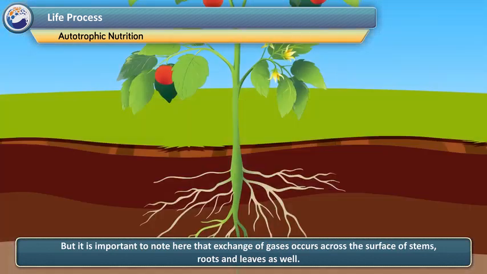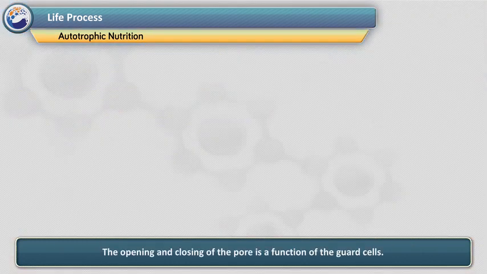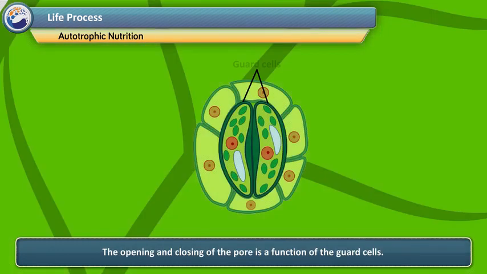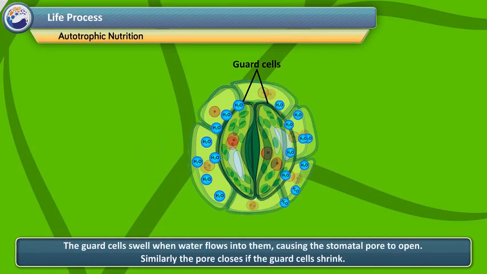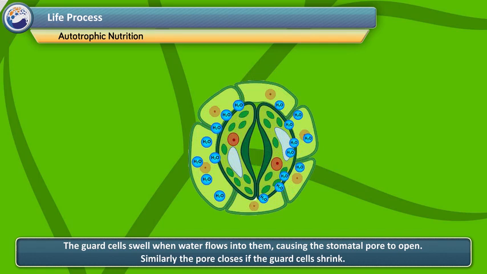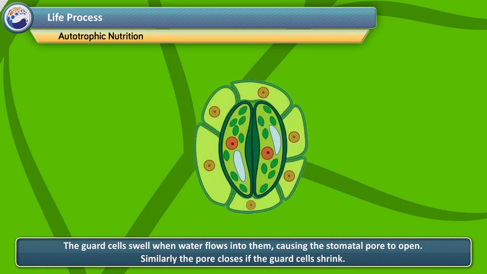But it is important to note here that exchange of gases occurs across the surface of stems, roots, and leaves as well. The opening and closing of the pore is a function of the guard cells. The guard cells swell when water flows into them, causing the stomatal pore to open. Similarly, the pore closes if the guard cells shrink.